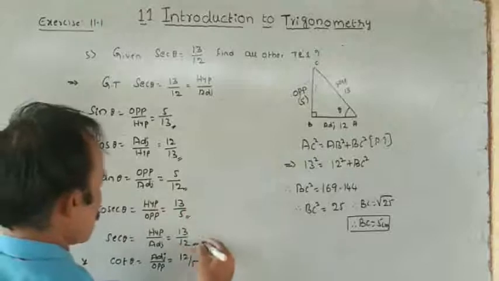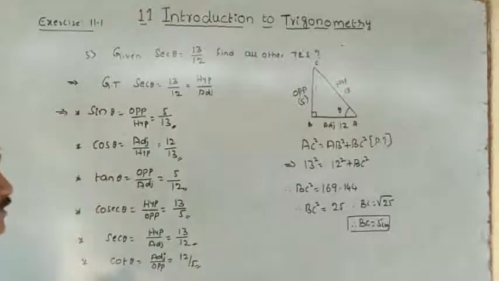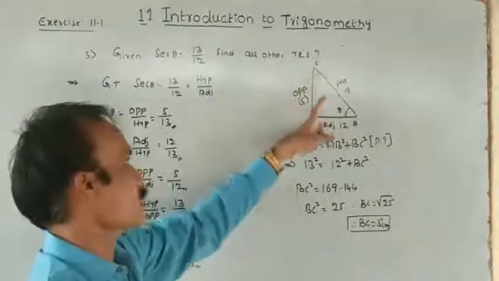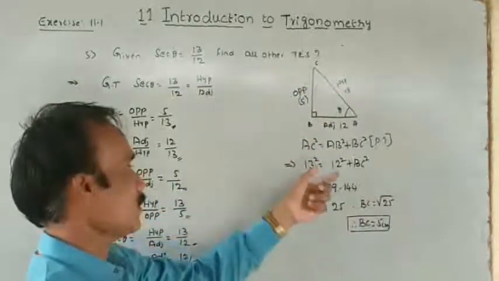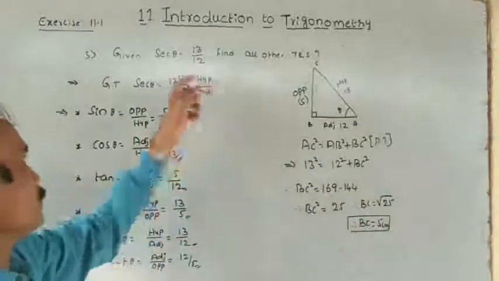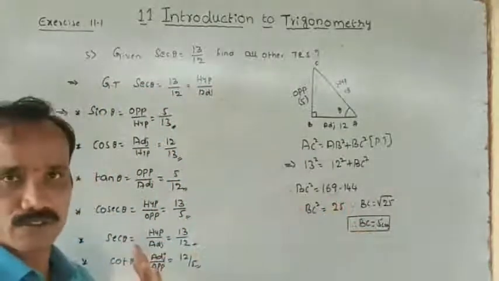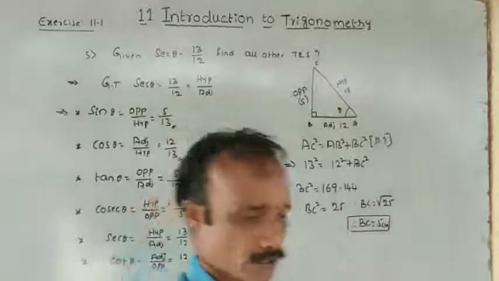Okay? Any doubt regarding this? This is very important. Draw a right angle triangle, mark all the sides, find what we need, apply Pythagoras theorem, then write the ratios one by one, then replace all these values. Okay, is it clear?